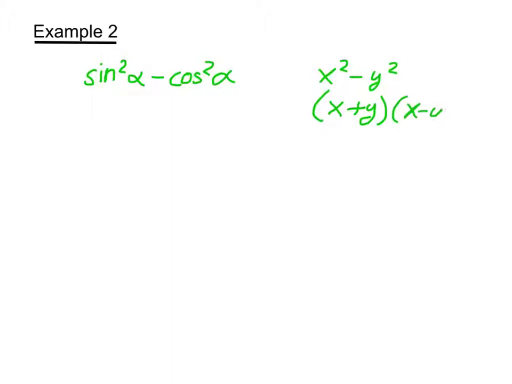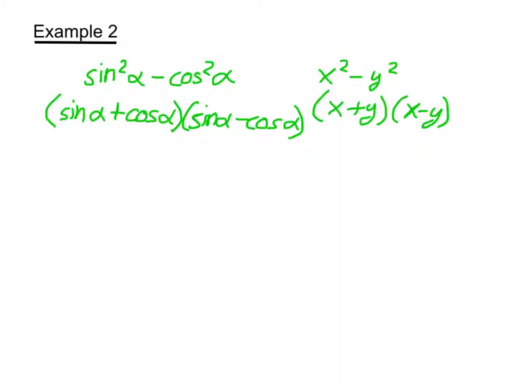So I'm quickly going to run through a few more factoring examples here. So here's the first one. I have sine squared alpha minus cosine squared alpha. And remember, this is a lot like x squared minus y squared. And if you remember from algebra, x squared minus y squared is simply x plus y times x minus y. Well, again, I have the same thing here. I have sine alpha plus cosine alpha times sine alpha minus cosine alpha.